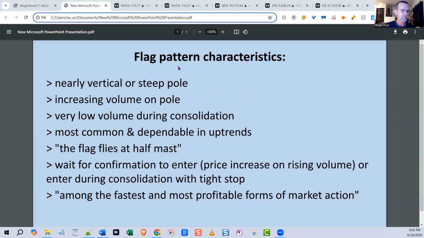Flag pattern characteristics: a nearly vertical or steep pole. I'm going to go through these real quick, and then we'll look at the chart and talk about how they relate to it. A nearly vertical or steep pole, increasing volume on the pole. In a lot of patterns, the validation for the pattern is volume, and that's the case here. That's what I missed when I was putting up the flag pattern with the target.